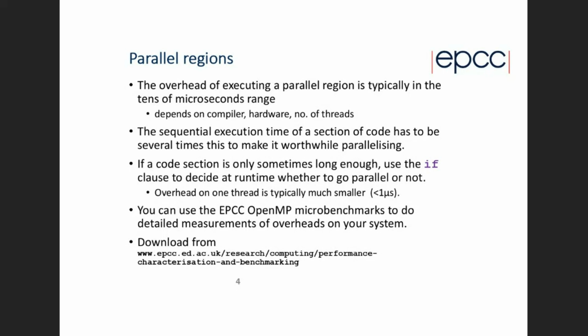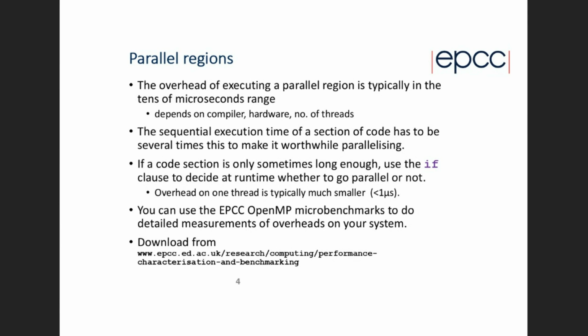This one's creeping a bit into performance issues, which I'll cover in much more detail in the second talk this afternoon. But it's good to have a rough idea in mind of how expensive it is to create threads and have parallel regions. On most systems, the overhead of executing a parallel region is in the range of tens of microseconds. It depends on the compiler, the hardware, and the number of threads, but it's of that order of magnitude. So that means that the sequential execution time of a section of code has to be bigger than that, typically several times bigger, to make it really worthwhile parallelizing it.